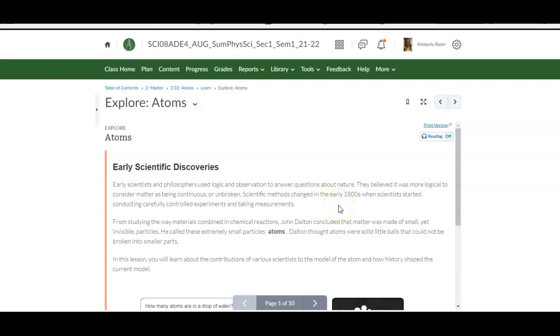Question 2 is describe Dalton's research, and what did Dalton think atoms were like? So we talked about that on the last slide.